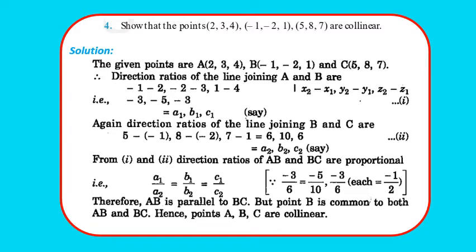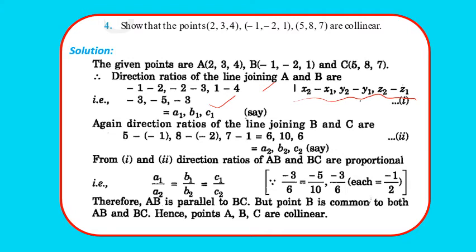We have learned how to find the direction ratio if 2 points are given, that is x2 minus x1, y2 minus y1, and z2 minus z1. So the direction ratio of the line joining A and B will be -1 minus 2, -2 minus 3, 1 minus 4, which is -3, -5, -3. So we have the values of A1, B1, C1 equal to -3, -5, -3 respectively.